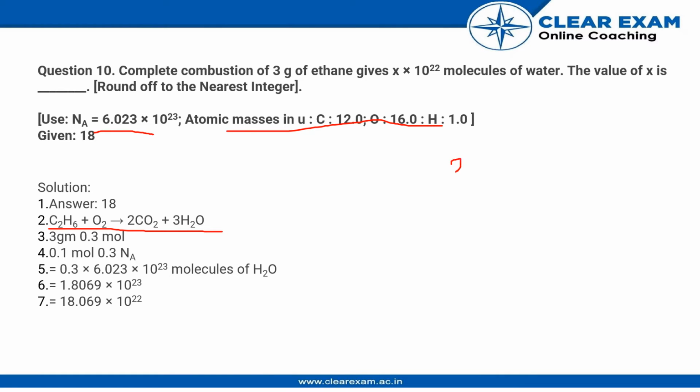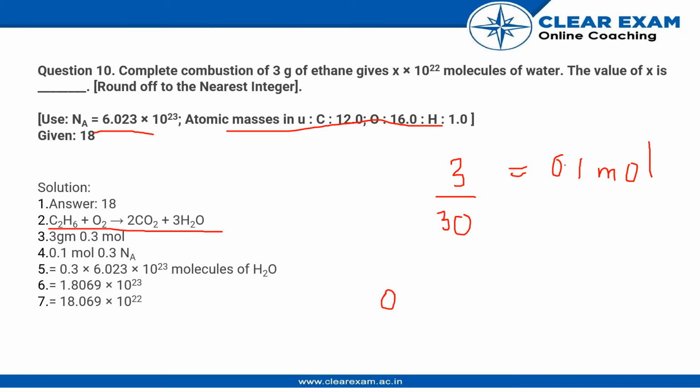Now we have 3 grams of C2H6 and we know the molecular weight of C2H6 is 24 plus 6, becoming 30. So we have in total 0.1 moles of C2H6 in the reactant, and we know that 0.1 mole is completely combusted.